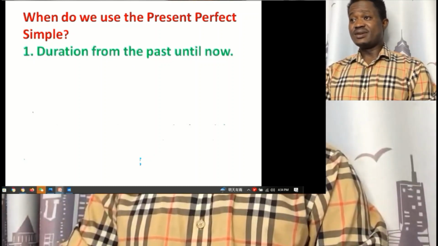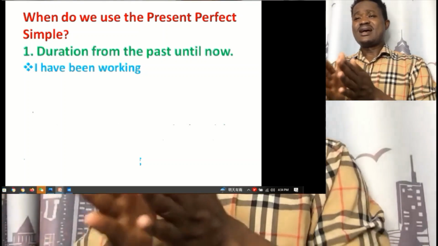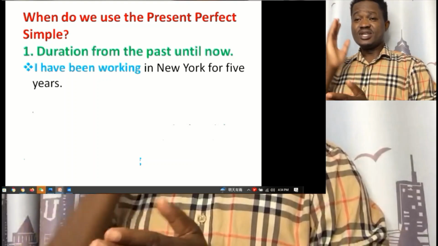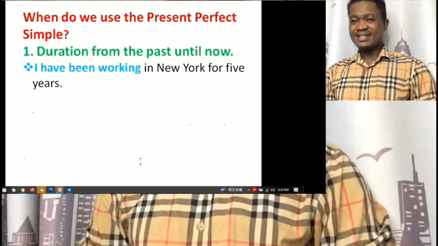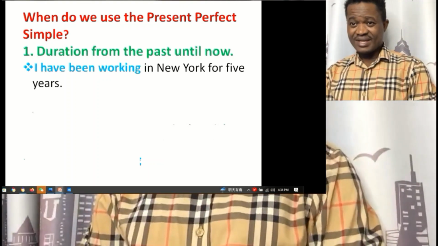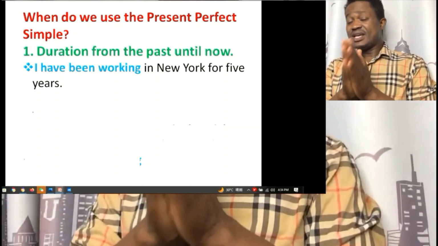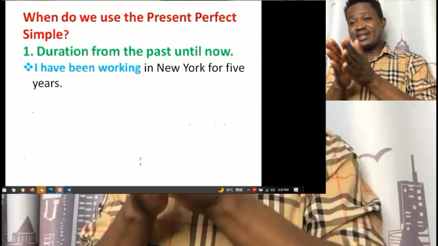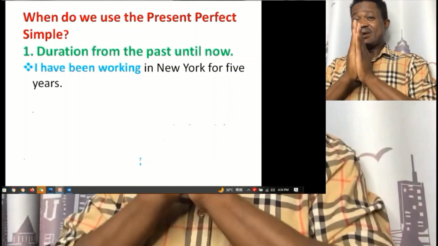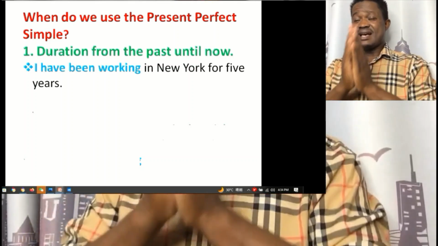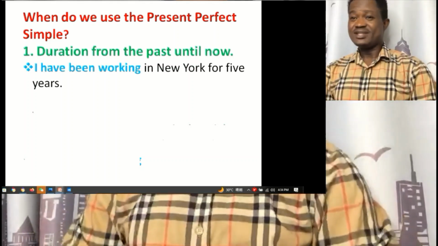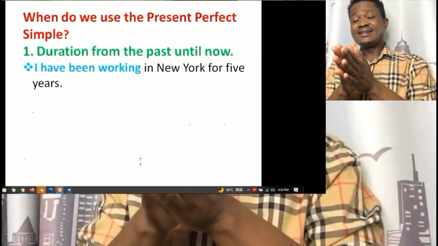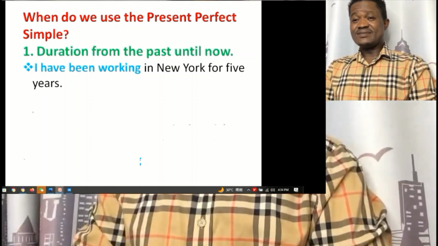Let's do a little example. Number one example: I have been working in New York for 5 years. So in New York, I started working in the past, and I'm still working in New York. Up to now, it's 5 years I have been working in New York. I'm still working in New York. So that's why we say connect the past with the present progressive.